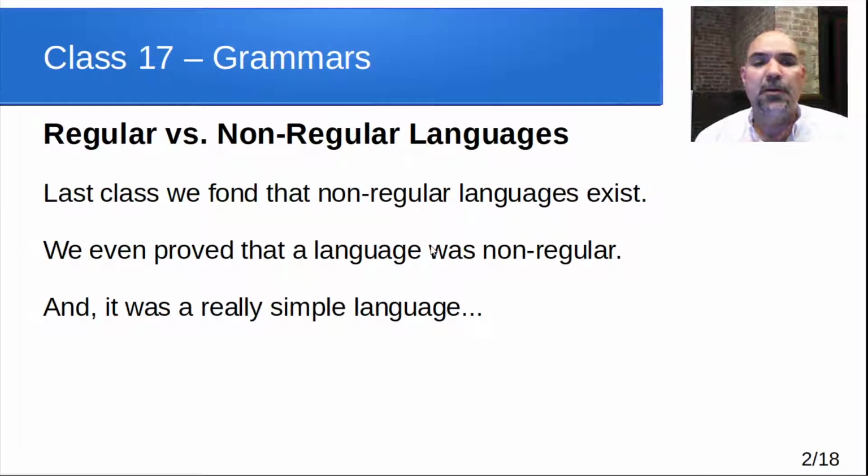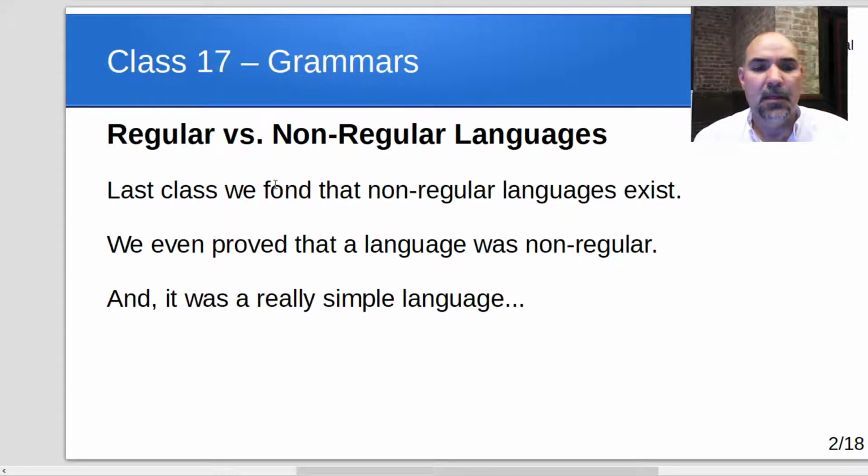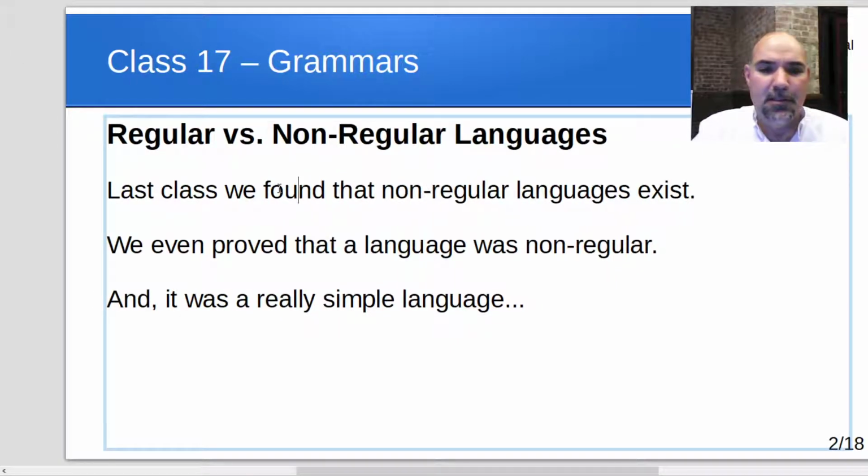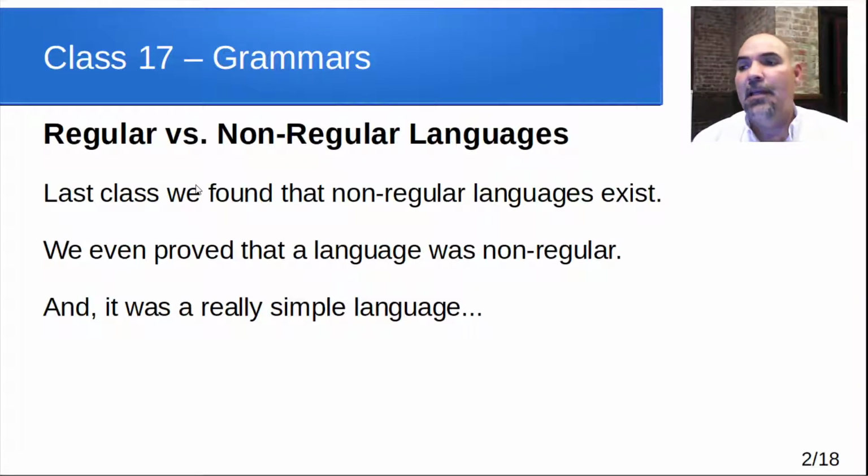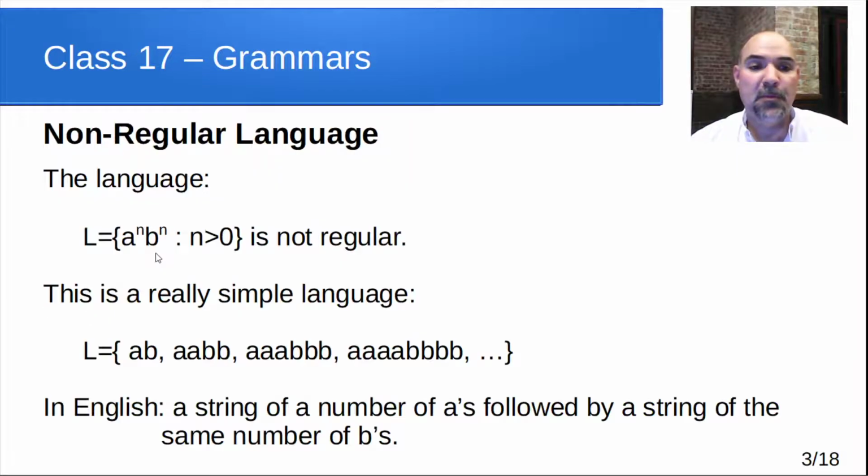Specifically, before the midterm we talked about regular languages versus non-regular languages. And we found that non-regular languages exist. Not only that, we even proved that the language A to the N, B to the N was non-regular. As a reminder, that language has the same number of A's as B's, and that's not a regular language.